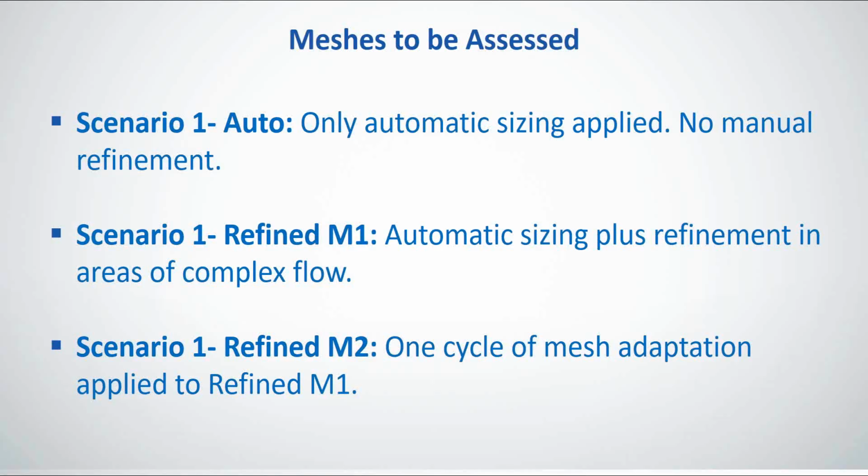So we're going to look at 3 different meshes, which means we're going to look at 3 different scenarios. One in which the model has only been meshed using automatic sizing and no manual refinement. One with automatic sizing plus some manual refinement following meshing good practices, well, hopefully. And then we're also going to apply mesh adaptation, and I'll talk about that as well. The mesh adaptation we're going to use to develop the final mesh for analysis.